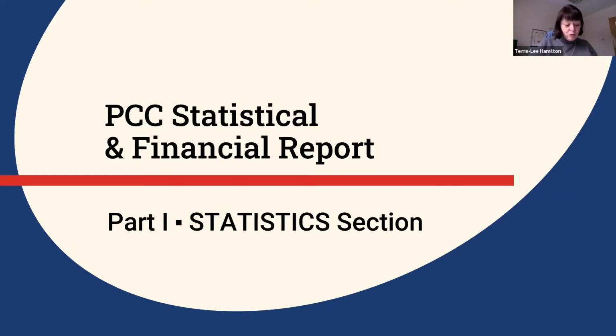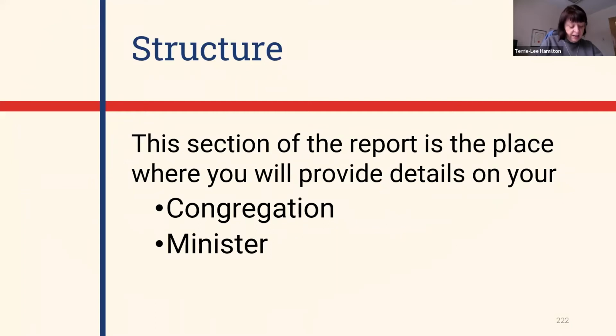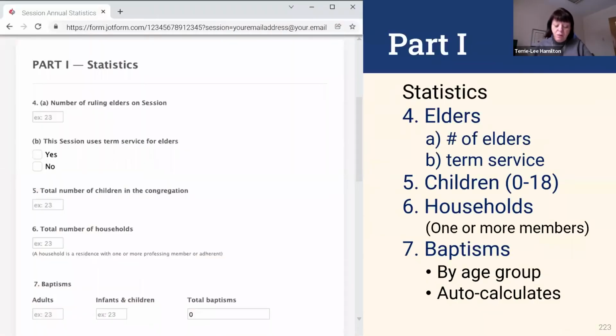So we're going to look at the structure in the statistics section. And this will give you an idea on who is your minister or who are your ministers, as well as a little bit about the makeup of your congregation. So part one starts with the number of elders who are on the session, and that is your current membership of the session. The other thing that we would like to know is whether or not your session uses term service. And term service means that a session elects elders for a period of time. At the end of that time, they go off and there is an election again. Other sessions will not have this term service.